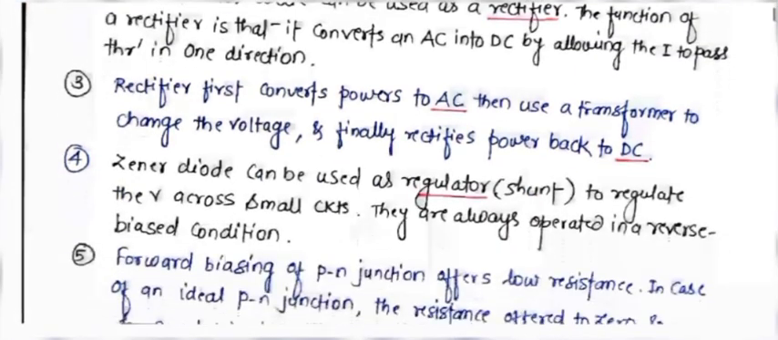Zener diode can be used as a regulator shunt to regulate the voltage across small circuits. They are always operated in a reverse biased condition.